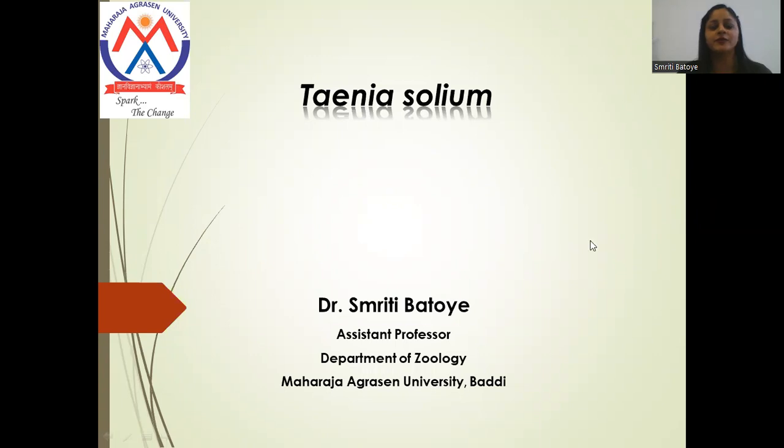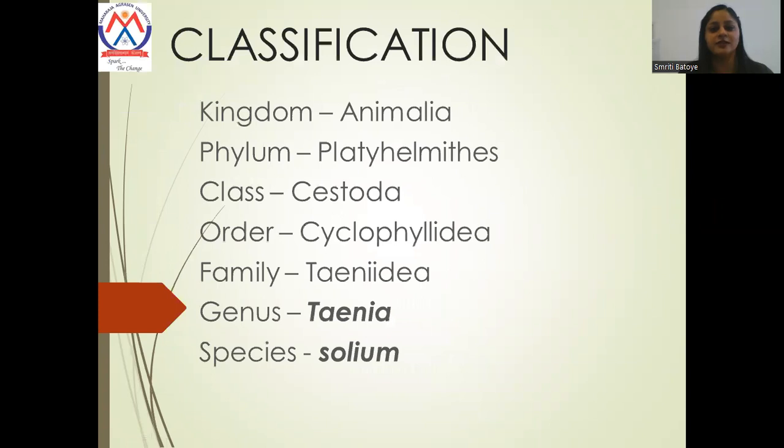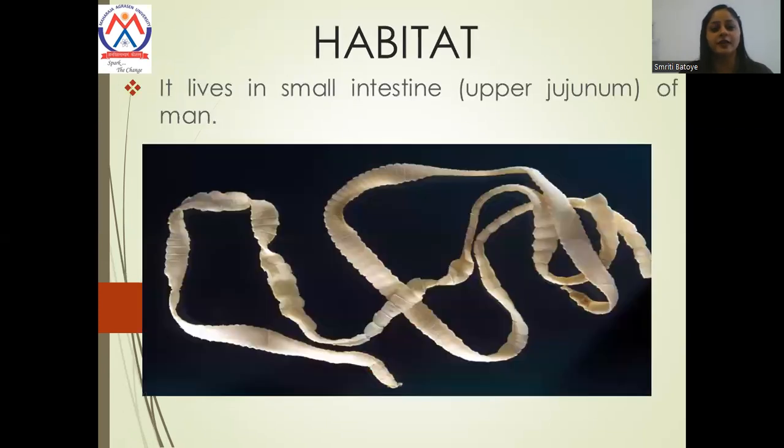Today we are going to discuss the topic Taenia solium. First of all, it is a human parasite, also known as pork tapeworm or armed tapeworm, and it causes mostly taeniasis and cysticercosis. This parasite belongs to the kingdom Animalia, phylum Platyhelminthes, class Cestoda, order Cyclophyllidea, family Taeniidae, and the genus is Taenia and species is Taenia solium.